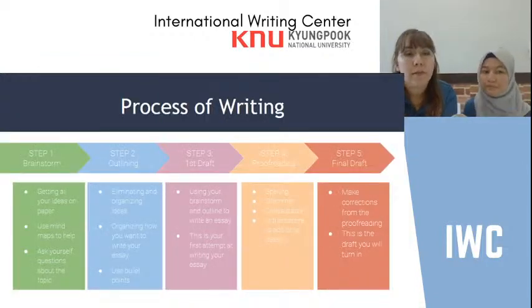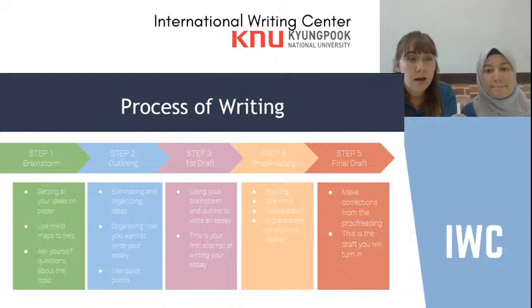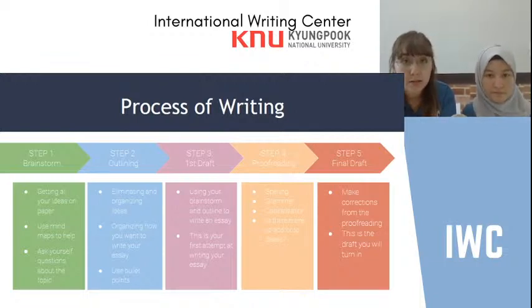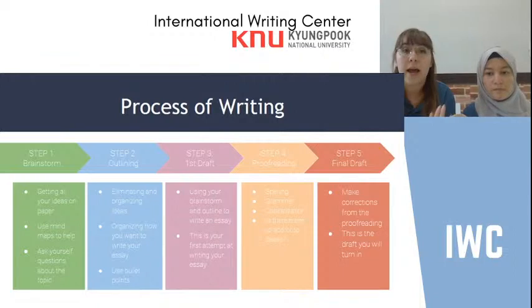So we have a 5-step process to writing an essay. The first step is brainstorming. Basically, you're getting all your ideas onto paper or a computer, whichever you prefer, and writing down your ideas. You can do this by doing mind maps. You just write an idea in the middle of a circle and then brainstorm. Just think about all the connections.